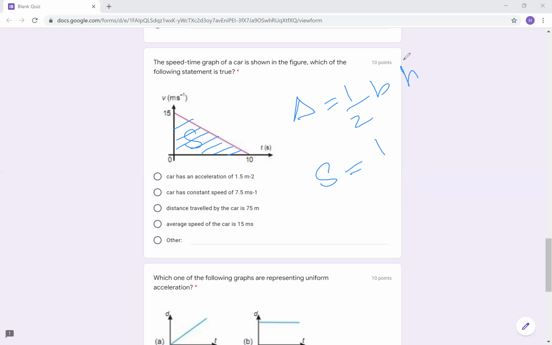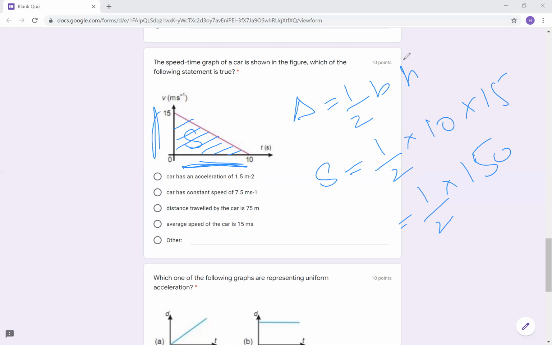So we'll write down the area represents the displacement or the distance. S is equal to 1 over 2. Base is how much? Base is this much, so it is 10, and height is this much, 15. Multiply by 15. It will be equal to half into 150. So if we divide it, half of 150 is 75. So displacement or distance is equal to 75 meters.